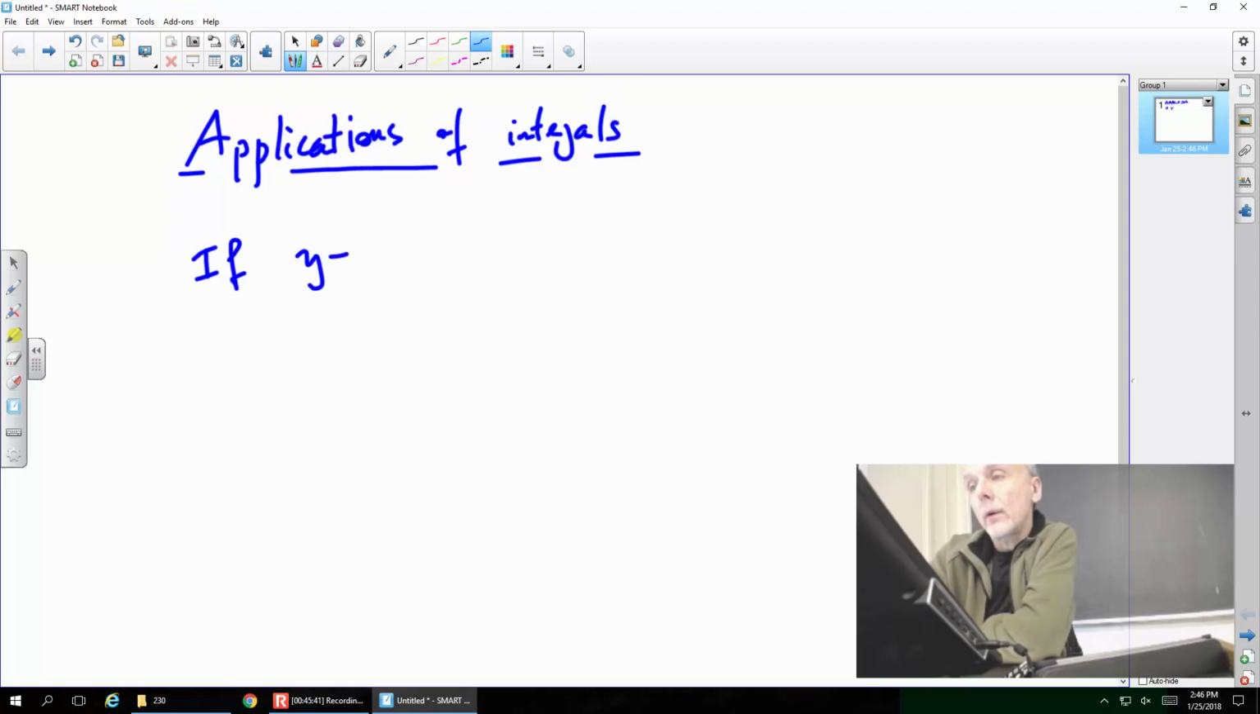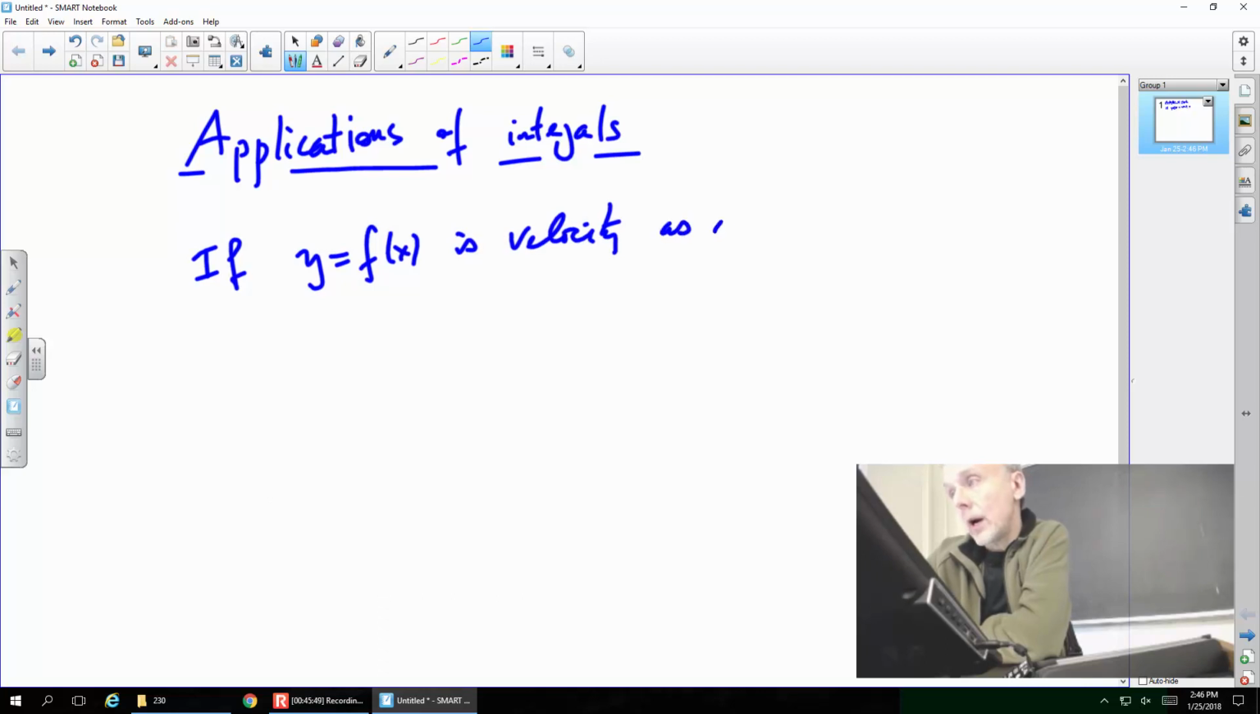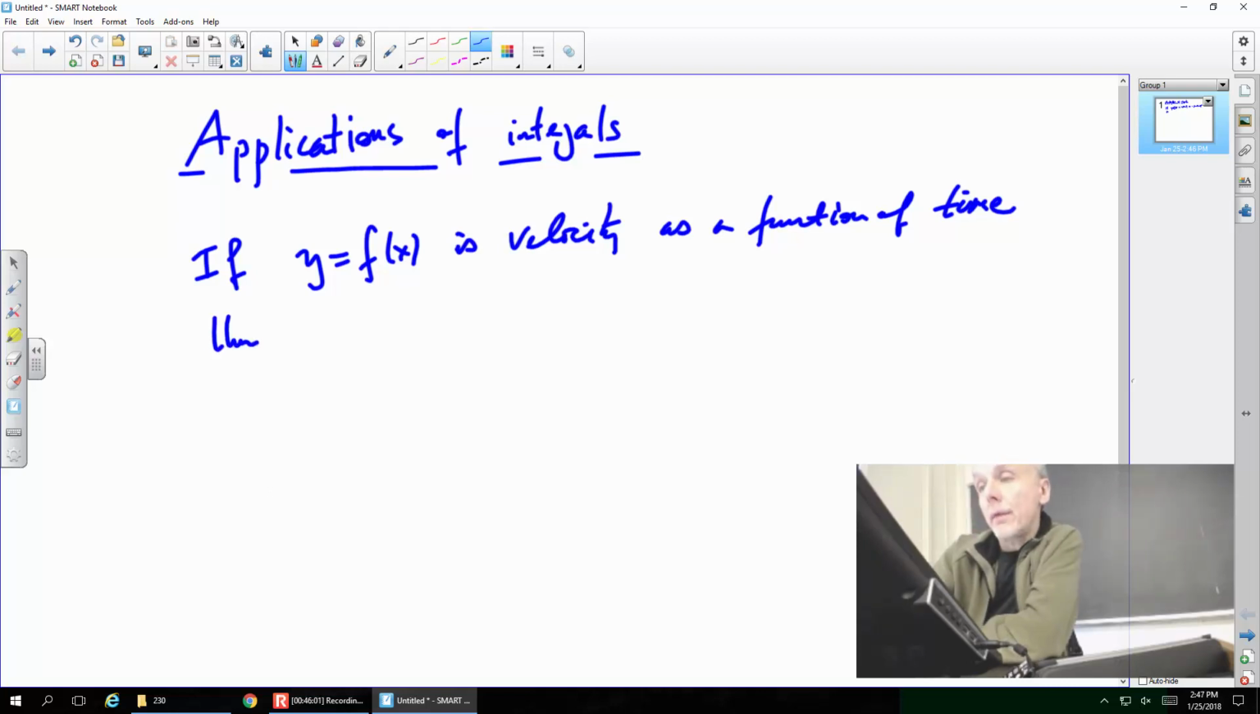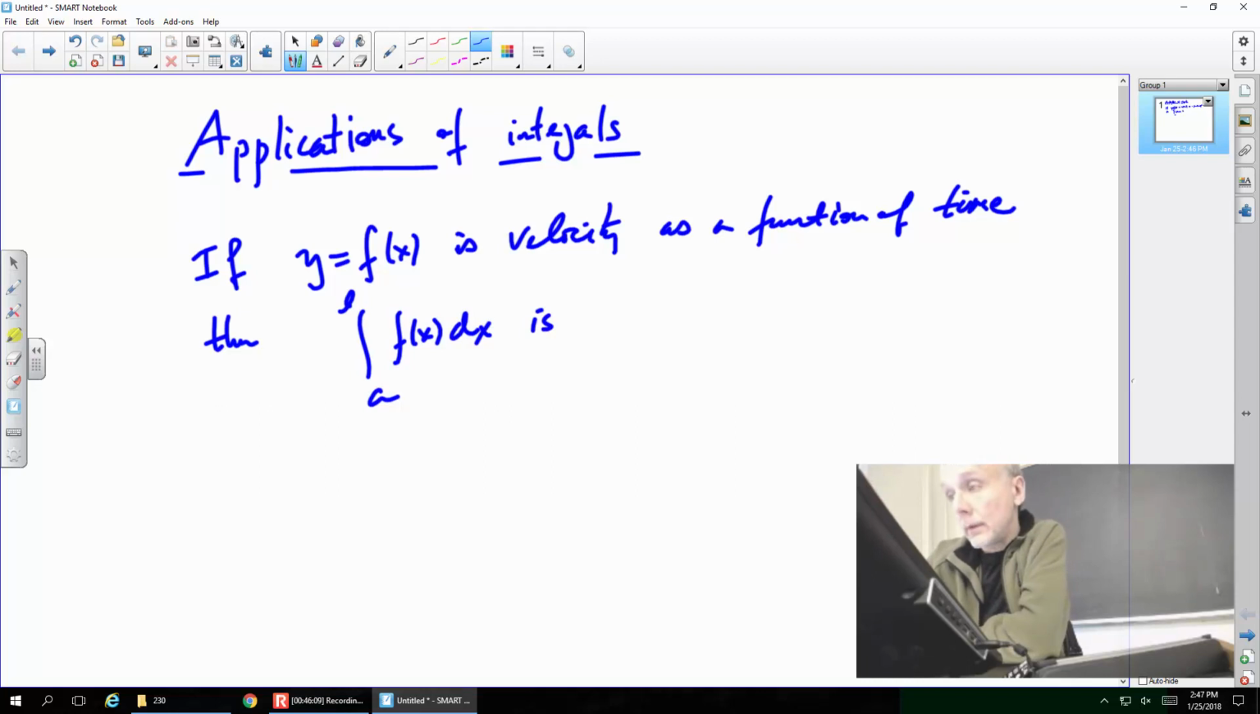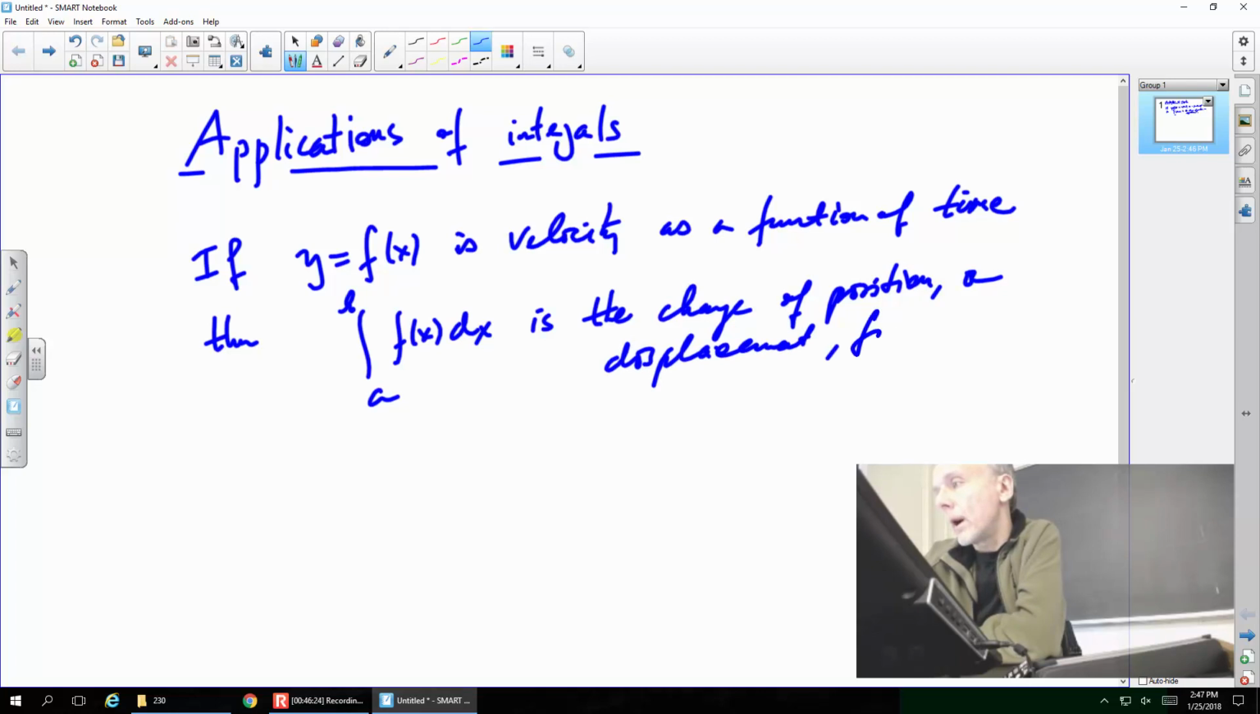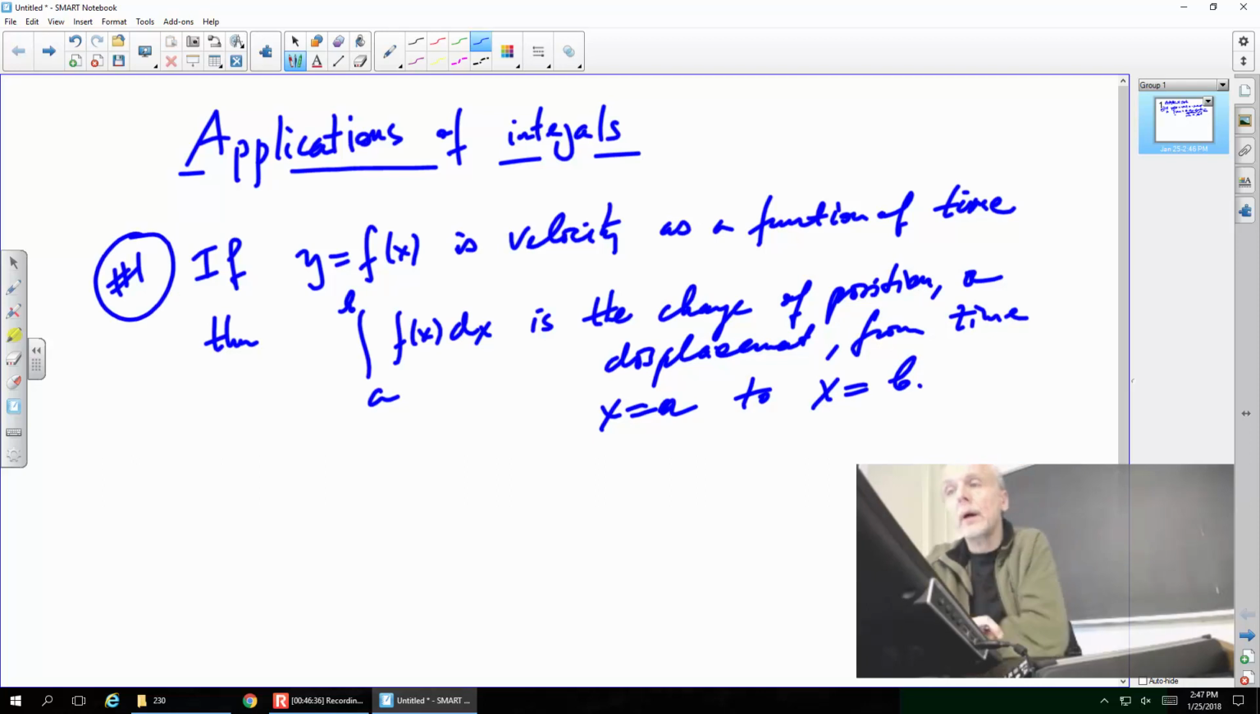If y equal f of x is velocity as a function of time, right? Velocity is a function of time. So x is time, y is velocity. Then the integral from a to b, f of x dx, is what? The position, or I'd say the displacement. It's the change of position, the displacement, right? Change of position or displacement from time x equal a, during that period of time, to x equal b. Okay, so that's number one of very big applications.